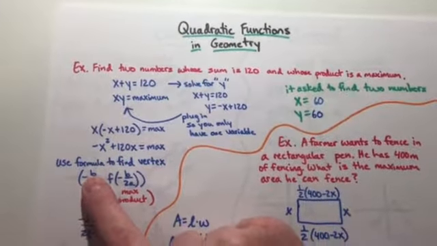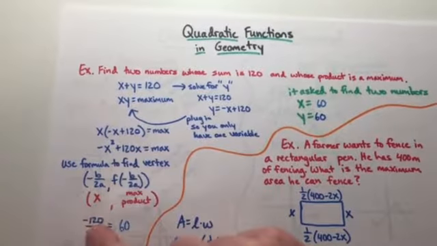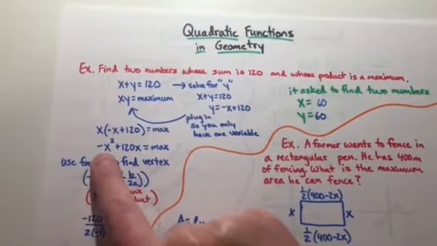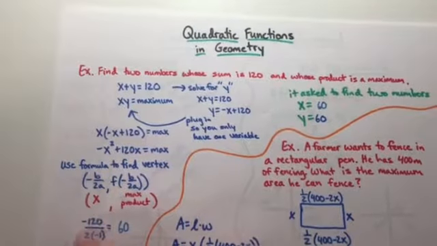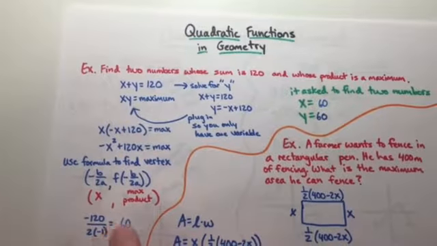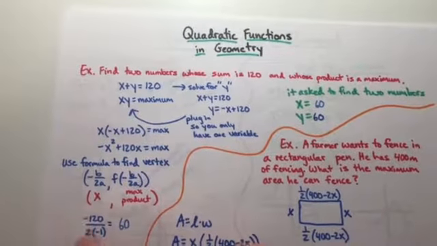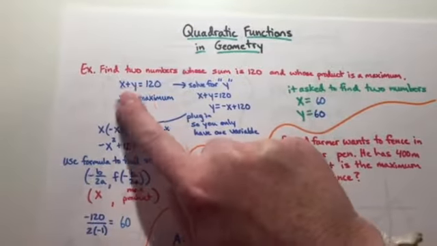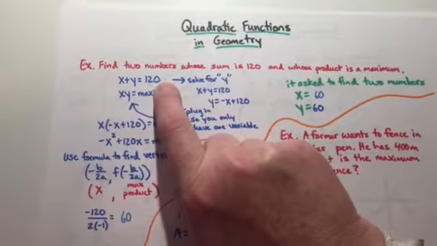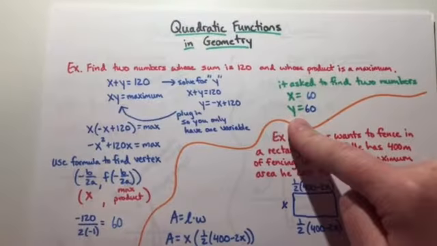So first I picked out negative b, which was negative 120, over 2a, and a was negative 1. So negative 120 over 2 times negative 1 equals 60. So that is x. All I need to do is take 60 and plug it back into x plus y equals 120, and I would get my y. So I'll put that over here.